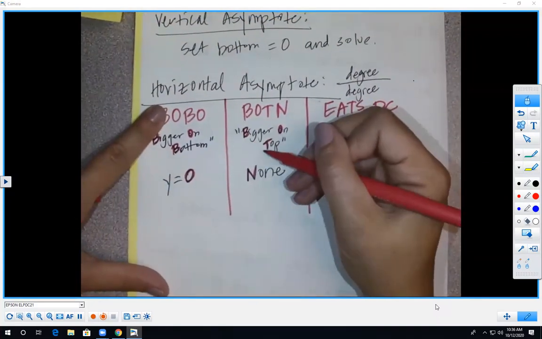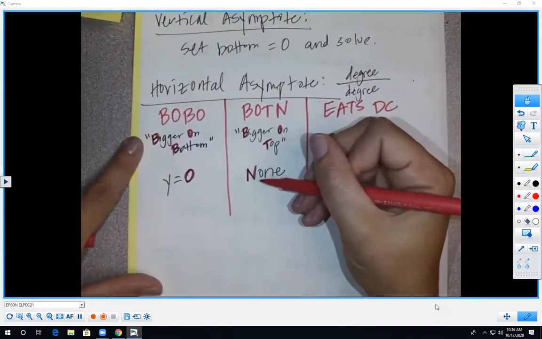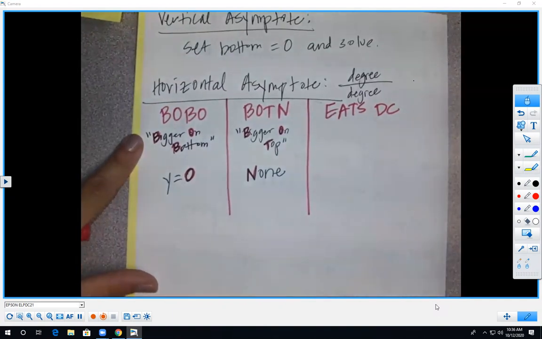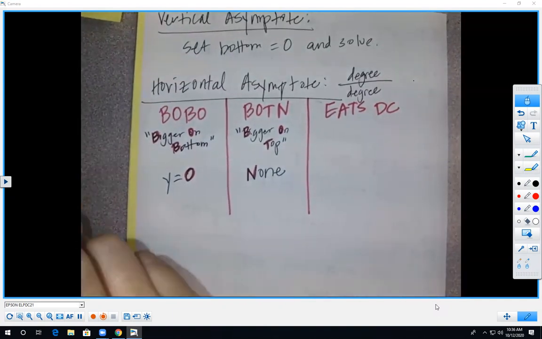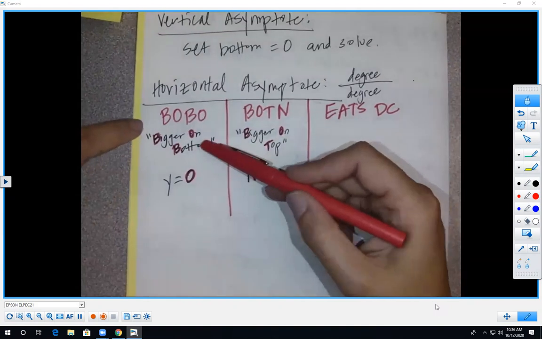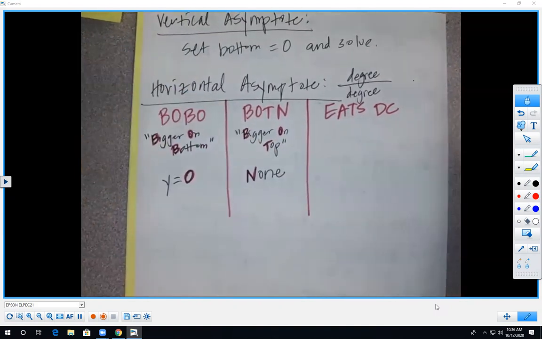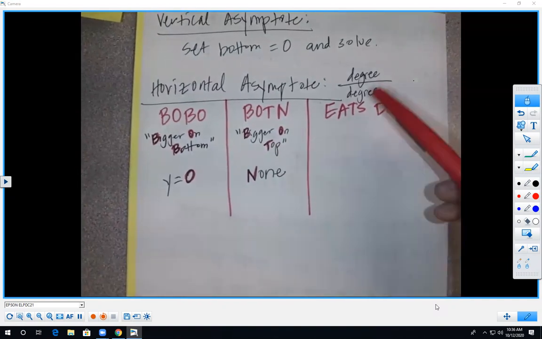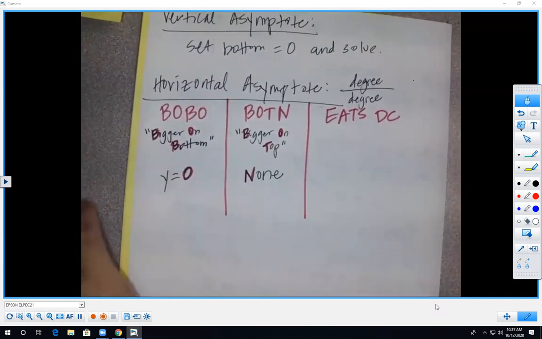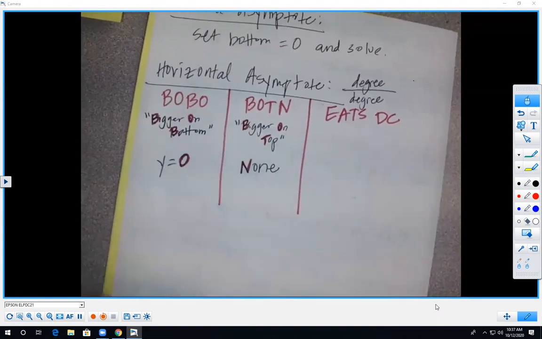So B-O-T, N is the none. Okay, so I said we had 3 options. One option is bigger on bottom. One option is bigger on top. What's the third option? They're equal, right? If it's not bigger on top or bigger on bottom, that's the eats part. Its exponents are the same.